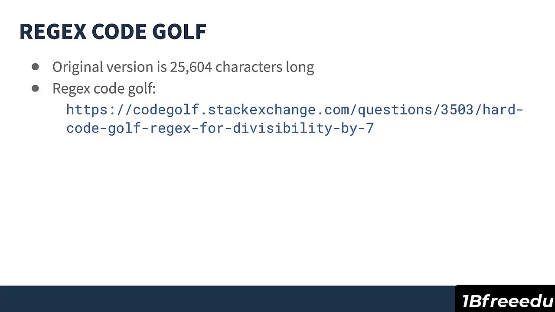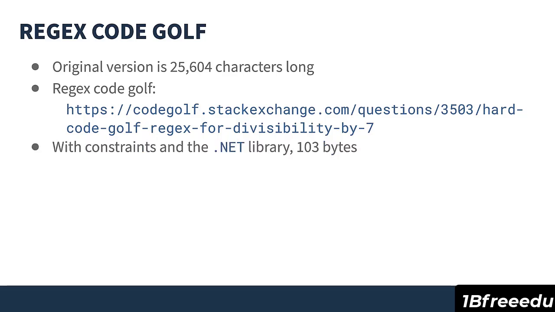Stack Exchange hosts a code golf section. This question was posted and people tried to top it. One enterprising individual actually got it down to only 103 bytes. Now they had to use a .NET specific version of the library, and that's because the .NET library supports recursion inside of regular expressions. By creating a recursive regex, the number of bytes in the regex was drastically reduced. Of course, I'm not suggesting you use a regex to decide whether or not something's divisible by 7. There are far easier ways of doing it.